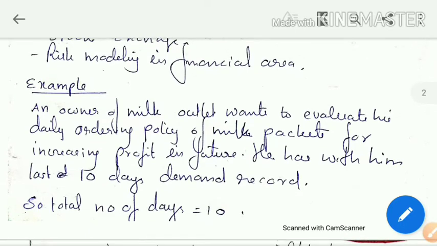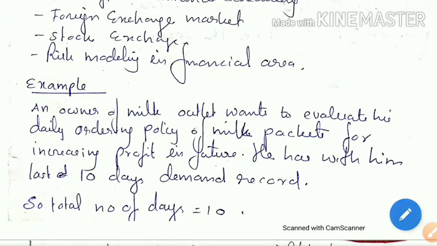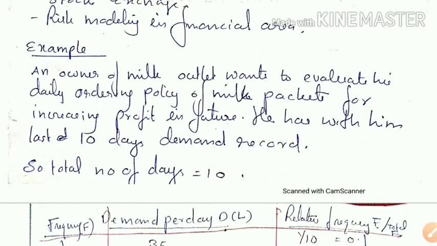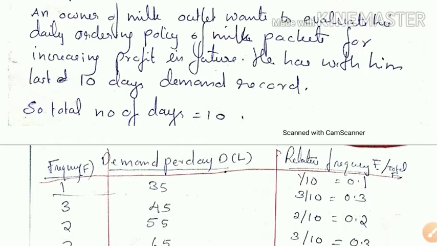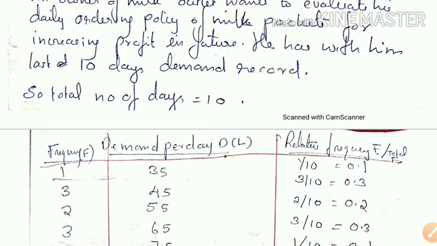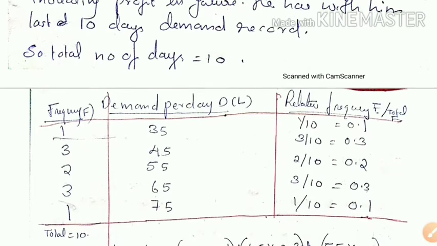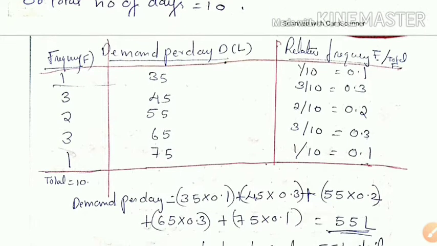Now we can understand how we do simulation through an example. An owner of a milk outlet wants to evaluate his daily ordering policy of milk packets for increasing profit in future. Every business venture needs profit, so he needs to increase his profit. So he has with him the last 10 days demand record. He noted down his last 10 days demand record. So we have 10 days data.